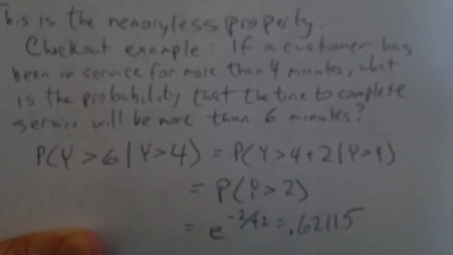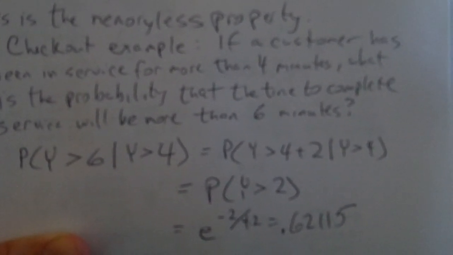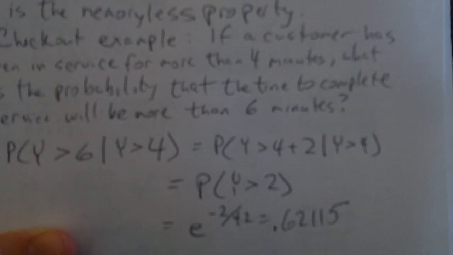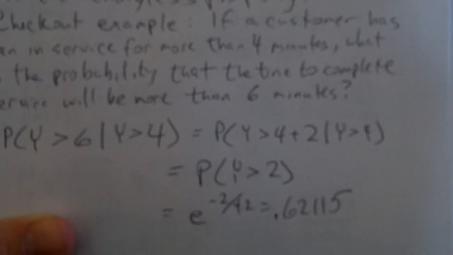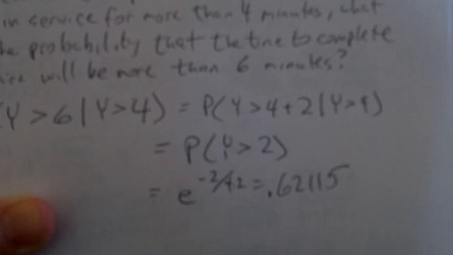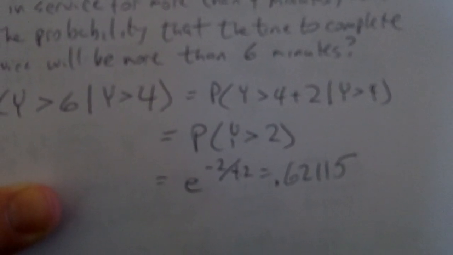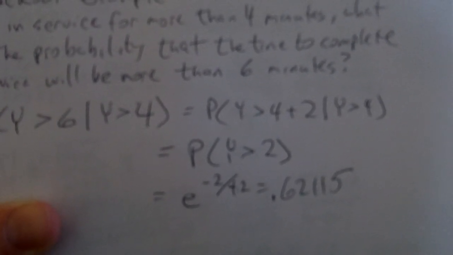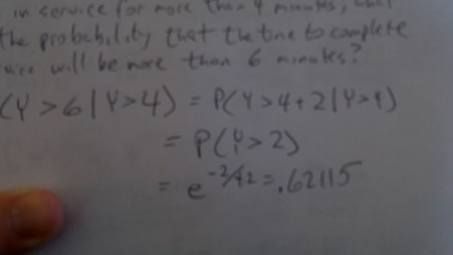According to the memoryless property, this is basically saying what's the probability that y is greater than 2, the difference between the 6 and 4. And we go ahead and plug back in to the e to the negative y over beta format, and we get that answer right there.